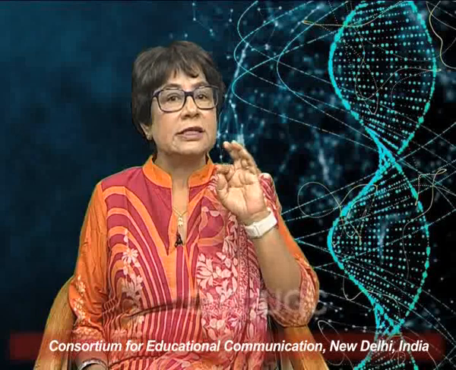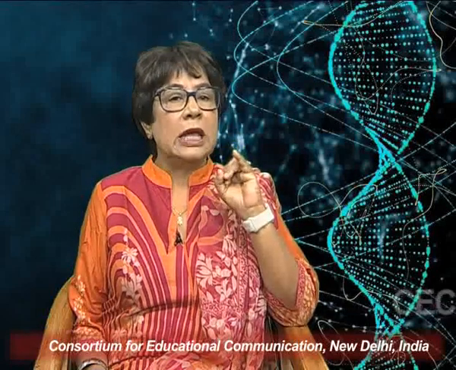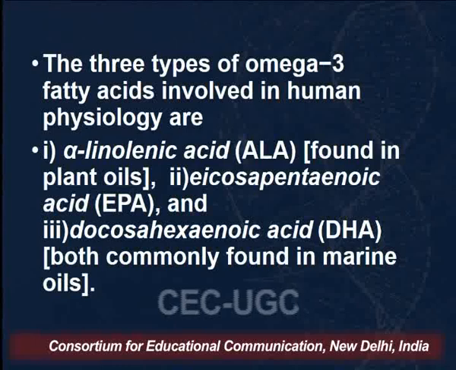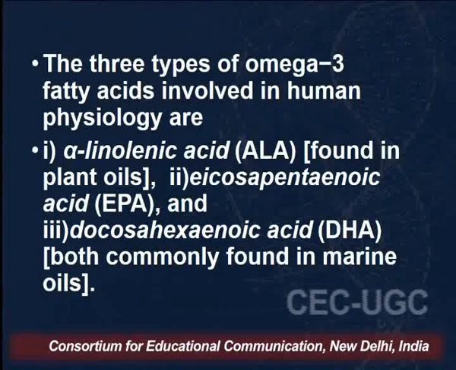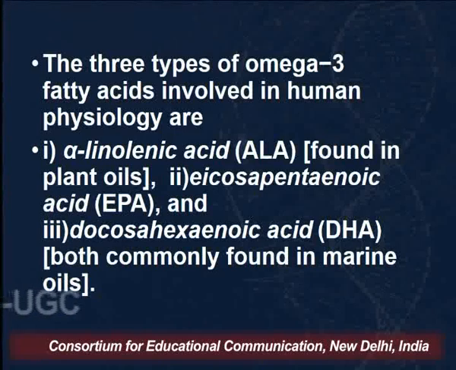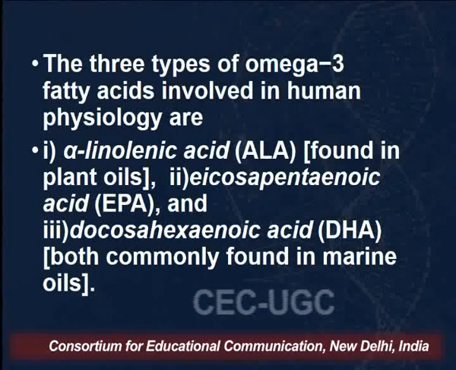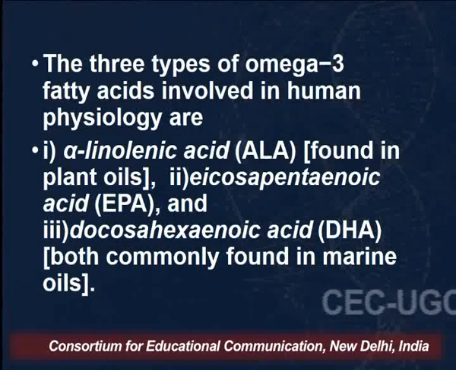And there are three types of omega-3 fatty acids which are involved in human physiology. They are alpha linolenic acid, which is also known as ALA. It is found in plant oils. The second one is eicosapentaenoic acid. Remember, pentaenoic acid, it is also known as EPA.